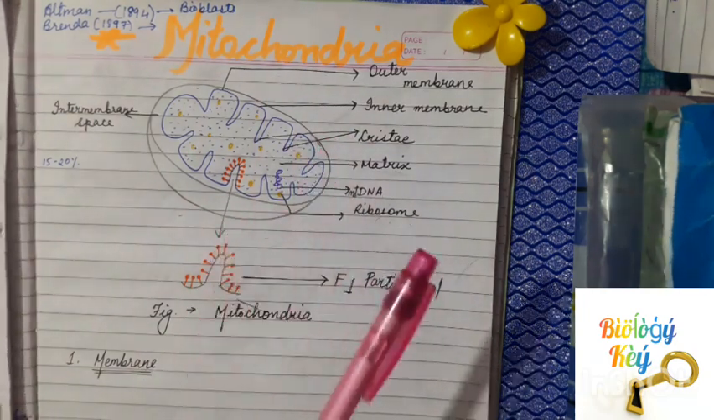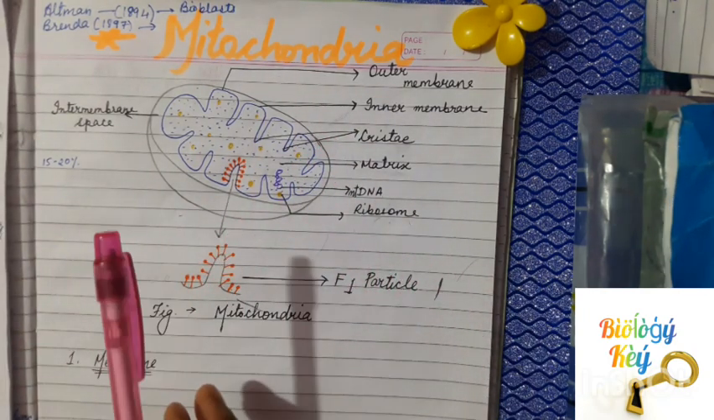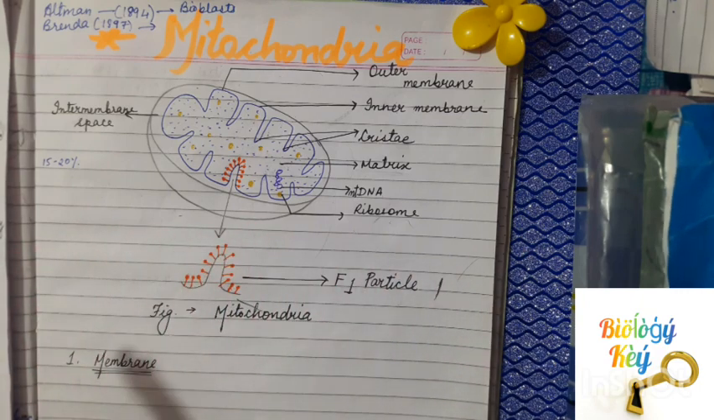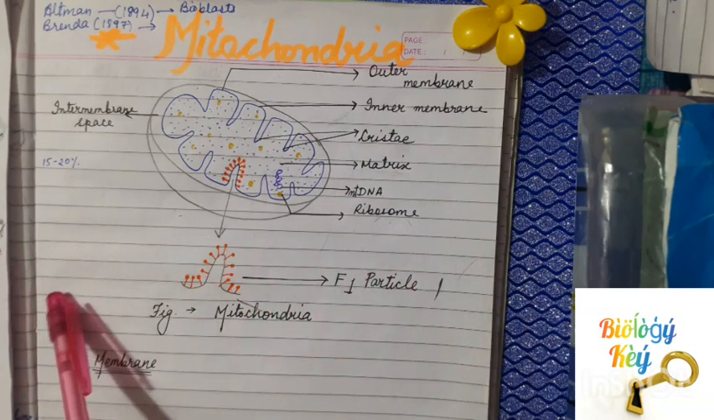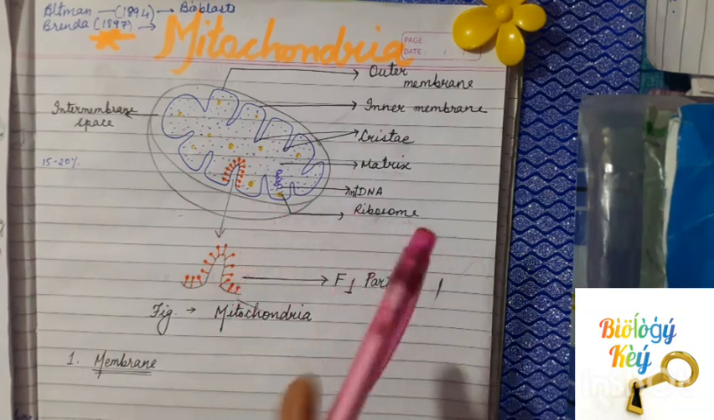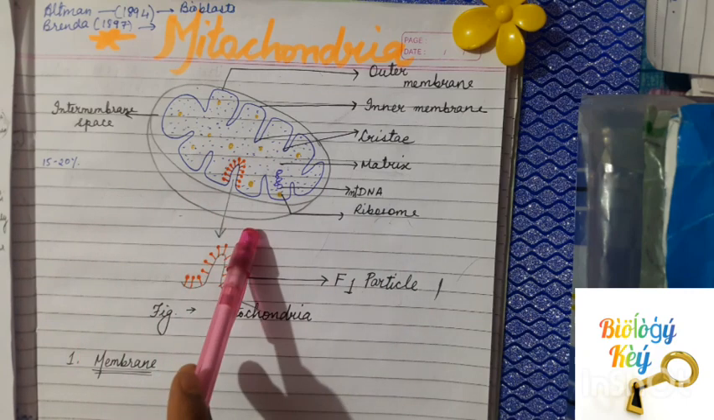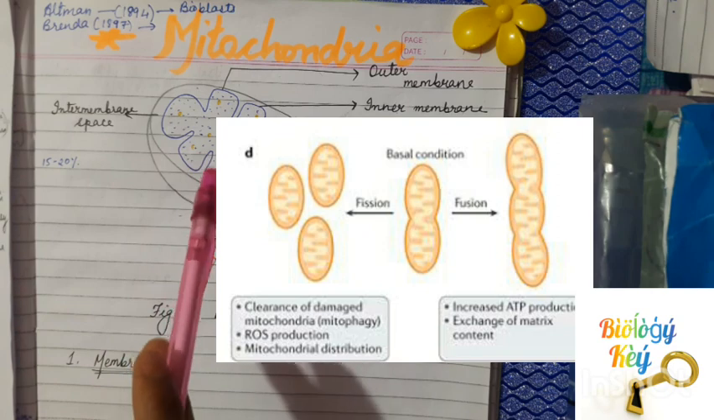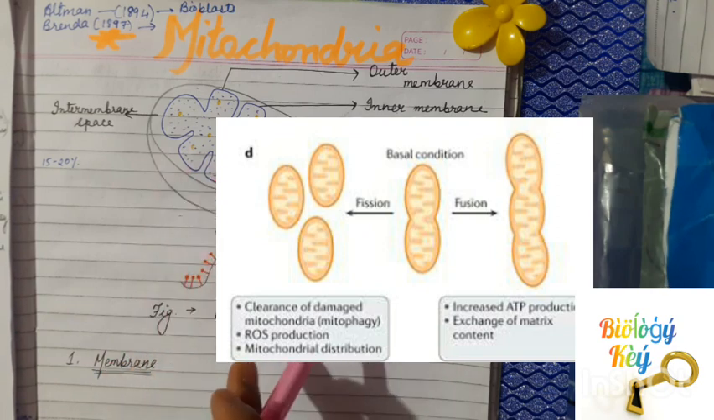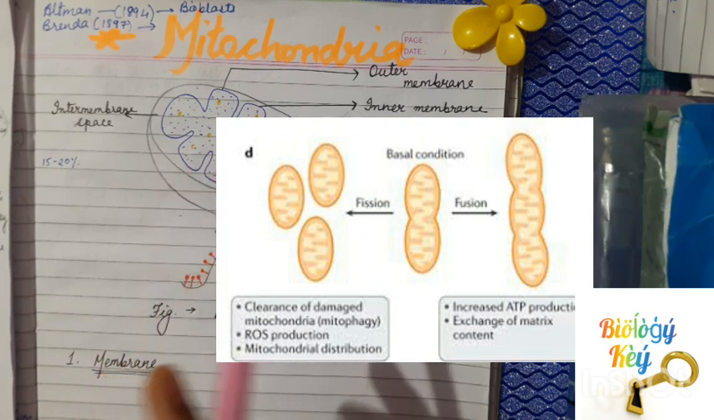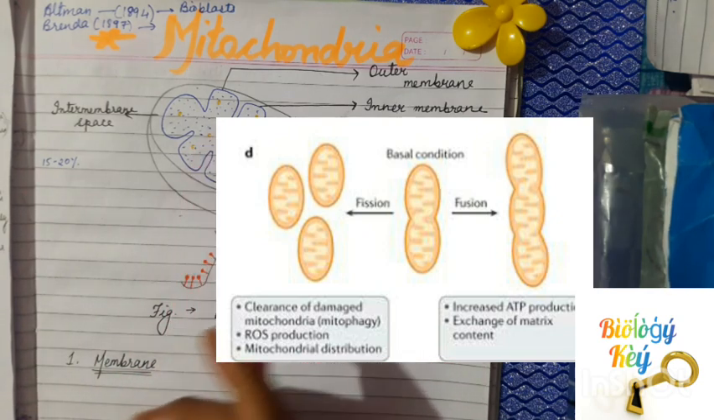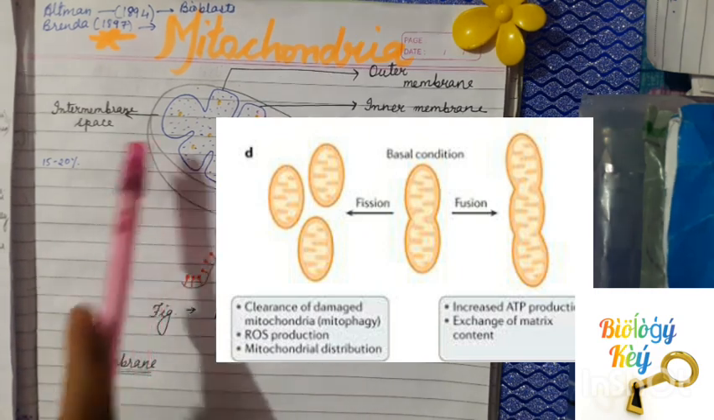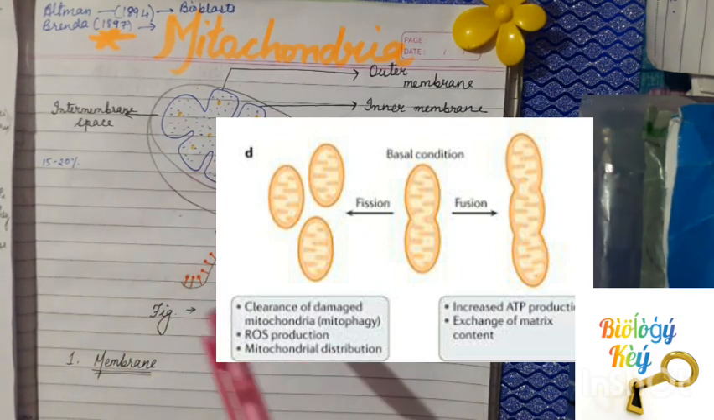This mitochondria looks like a bean or a rod. Some people also call it a rod shape or tube-like structure. When it is present inside the cell, it has the capacity to change its shape. They can fuse with one another or split into two, which means one mitochondria can split into two different mitochondria and become two.